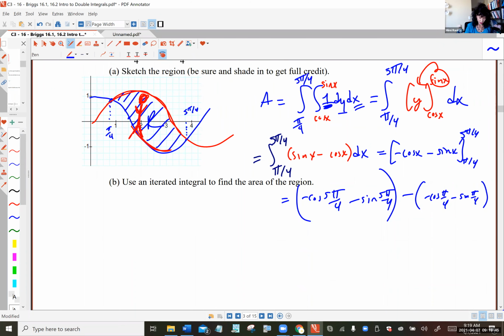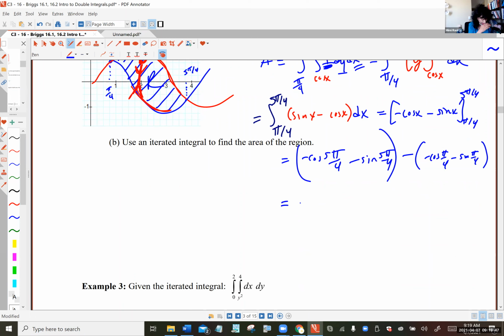So, if you forget what these are, I think cosine of 5 pi fourths is negative square root of 2 over 2. So we have a negative square root of 2 over 2. And then minus, and I think sine of 5 pi fourths is also a negative square root of 2 over 2. So we've got negatives happening there. And then over here, we got this going on.